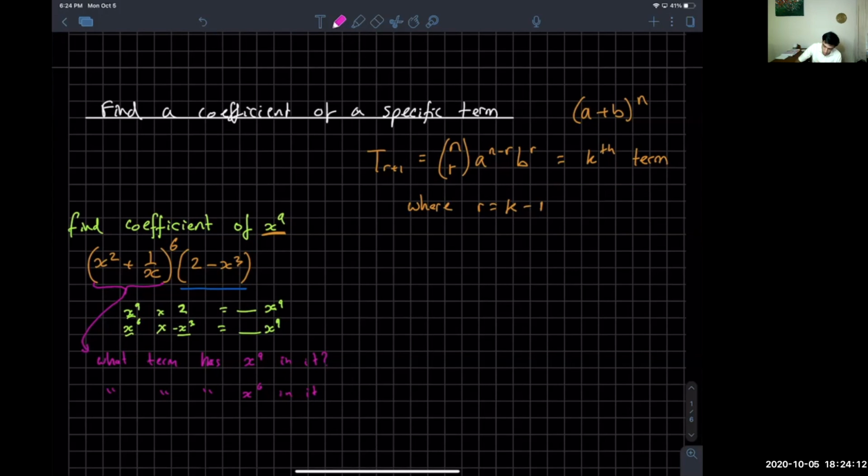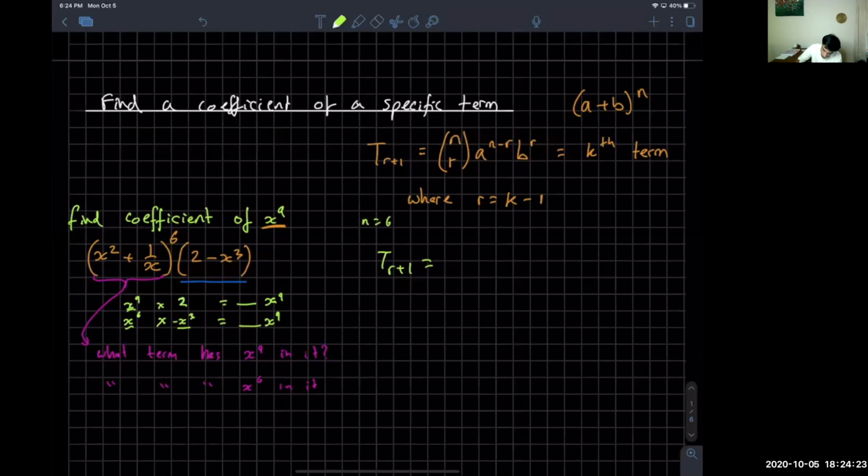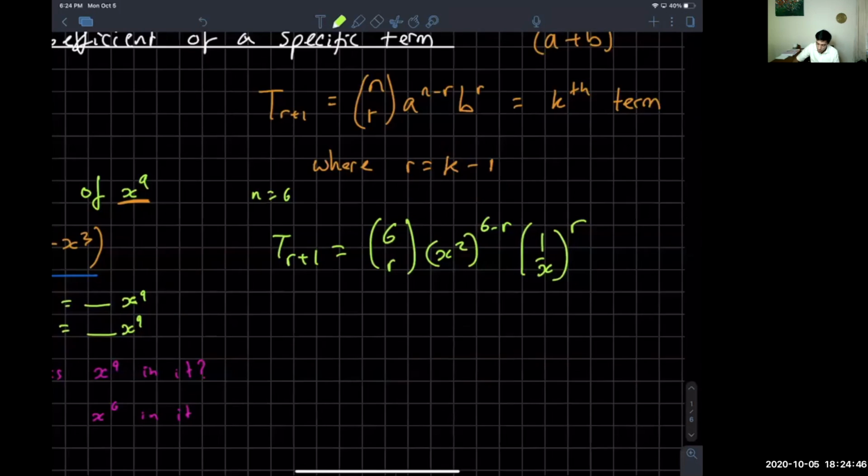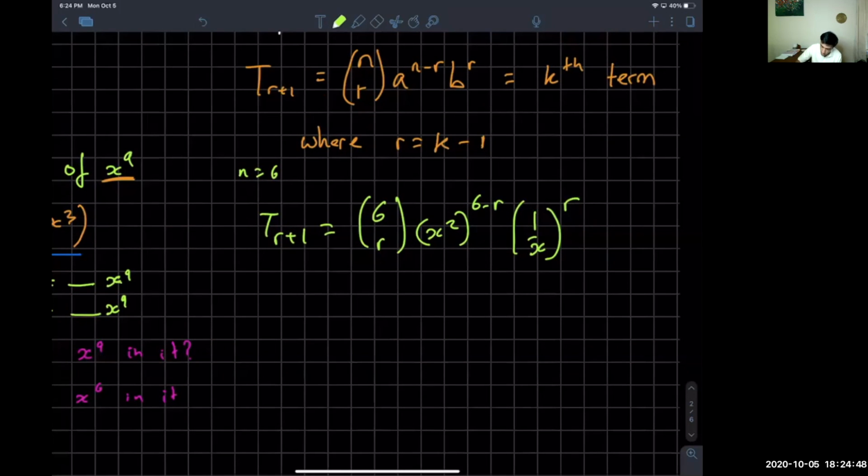In this case, let's rewrite the general term. The general term will be T_{r+1} is equal to, remember, n is 6, so here n is equal to 6. So 6 choose r times a to the power 6 minus r. We also know a: a is x squared to the power 6 minus r, and b is 1 over x, 1 over x to the power r. Now that we have this, we want to solve for the exponent of x.